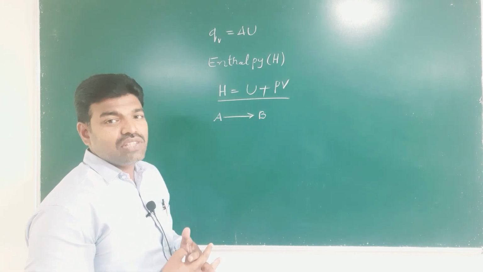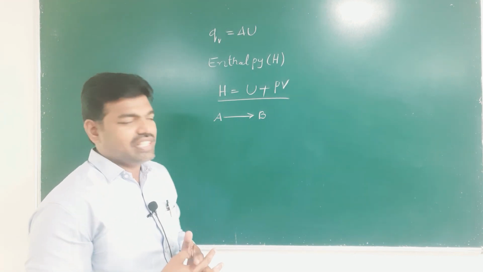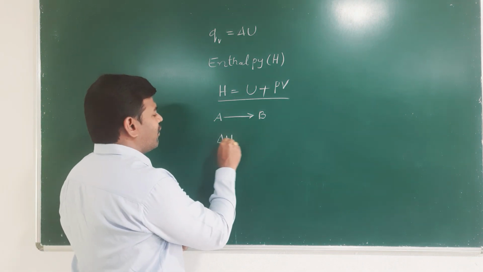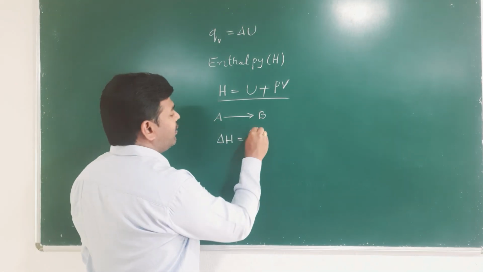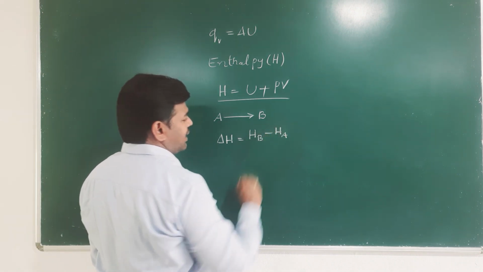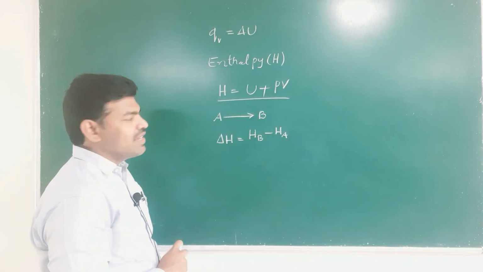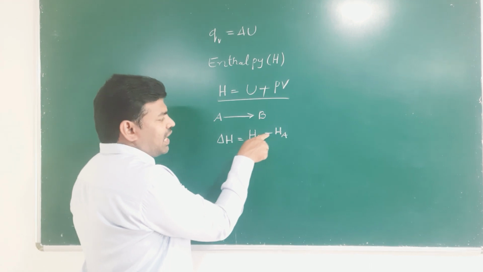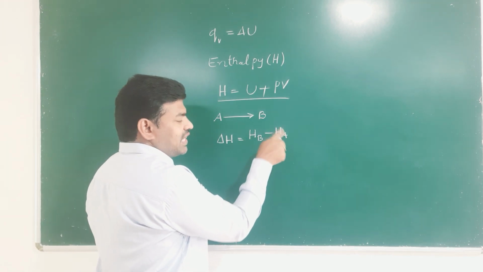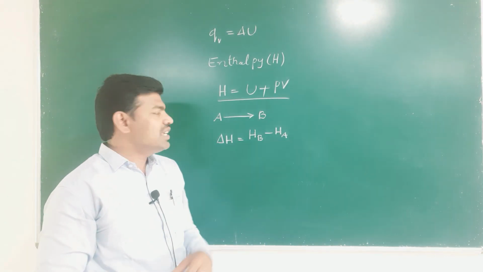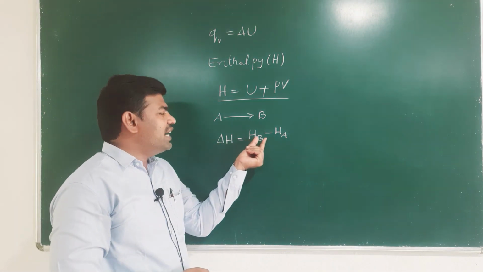State function means it depends on the initial and final states of the system. So, for this chemical reaction we can write the change in enthalpy, delta H, is equal to enthalpy in the state B minus enthalpy in the state A, where Hb is the enthalpy in the state B and Ha is the enthalpy in state A. That is nothing but enthalpy of products minus enthalpy of reactants. Okay. So, delta H is equal to Hb minus Ha.